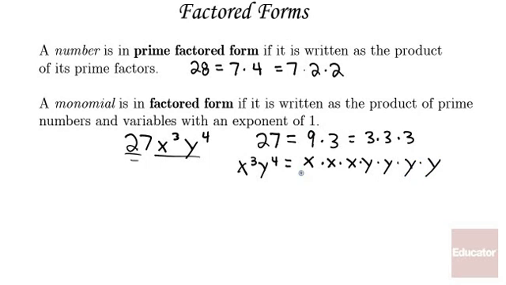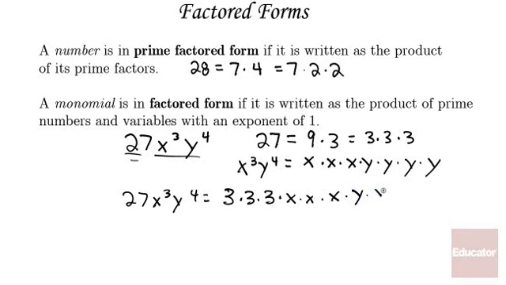Okay, when I put these two together, I will get my monomial in factored form. So this monomial, written in factored form, would be expressed as 3 times 3 times 3 times x times x times x times y times y times y times y. Okay, and it meets my definition. I have the product of prime numbers and variables with an exponent of 1. So this is a monomial in factored form.